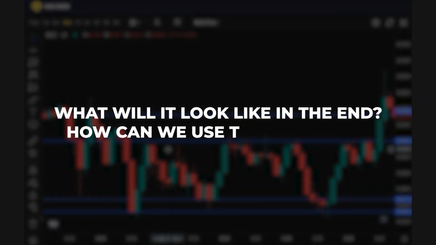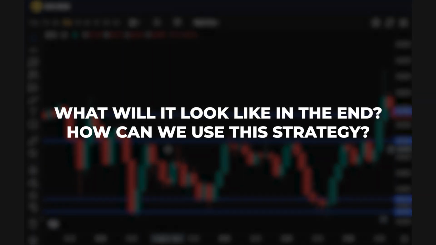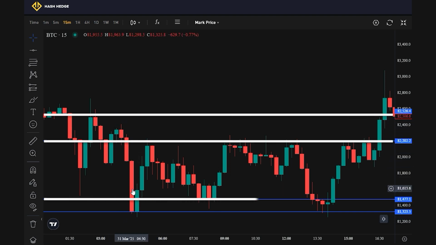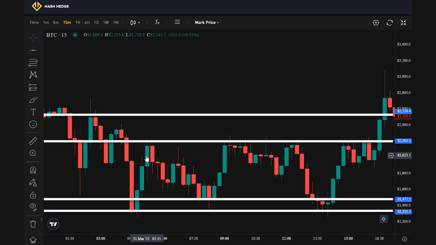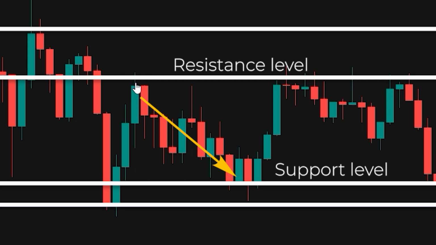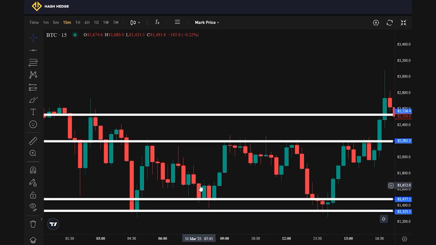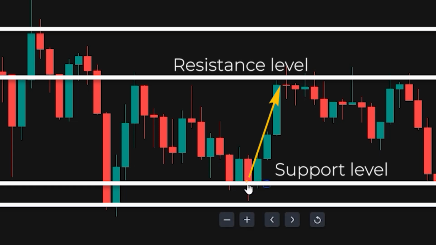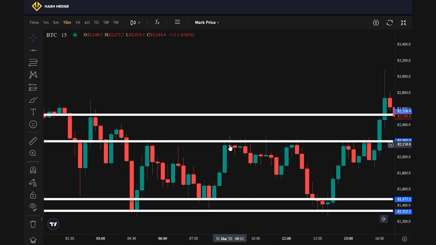What will it look like in the end? How can we use this strategy? As soon as we see that there is no trend on the chart and it is in consolidation, we set our levels. And as soon as the next time the price approaches our level, for example, as here, the price has approached the resistance level, the chart goes down. The same situation here, where the price approaches the support level. As soon as the price touches the support level, we see a reverse upward movement because pending buy orders are worked. Further on the same chart, we see a similar situation.